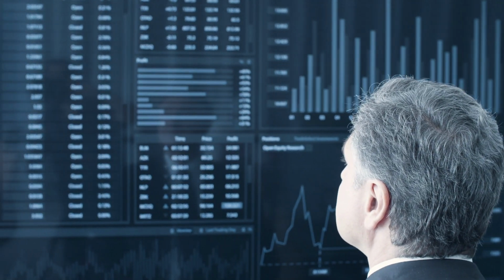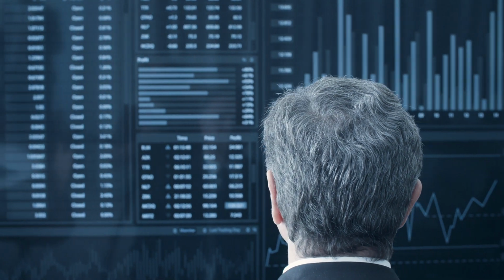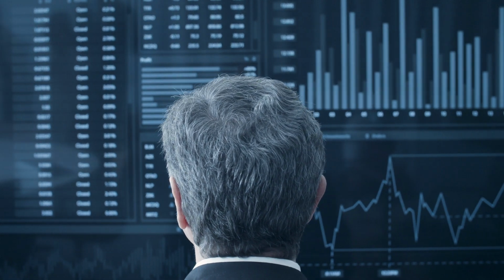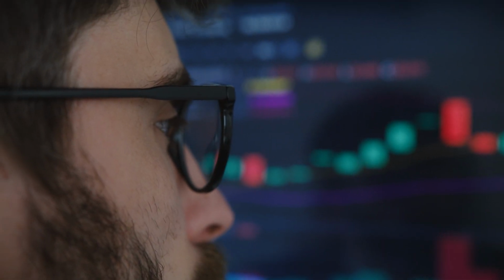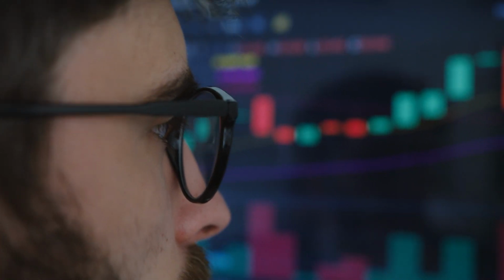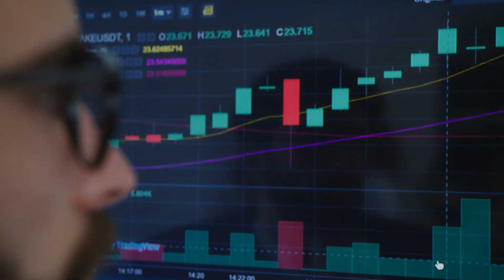Place your trade. Once you've analyzed the market, it's time to place your trade. Choose the investment you want to trade, the amount you want to invest, and whether you want to buy or sell. Monitor your investment. After placing your trade, monitor your investment's performance regularly. If the market moves against you, consider cutting your losses to minimize your risk.